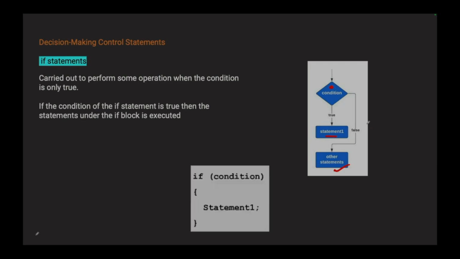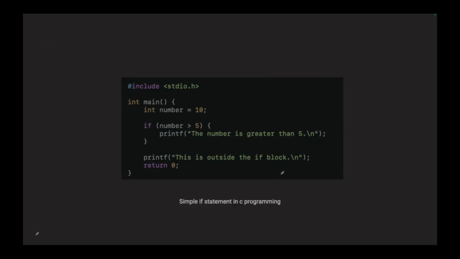So here is the syntax. If, inside the brackets the condition, and then the statement. Else the control is transferred to the statement outside the if block. Here's a simple program to demonstrate the if statement. As you know, include stdio.h is a header file for C programming. Int main is the entry point of the program. Int number: we have initialized number as an integer variable and assigned the value 10.